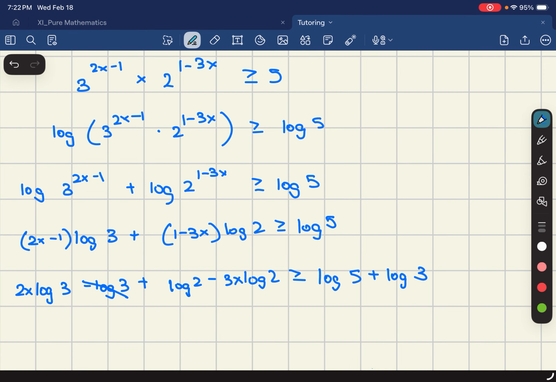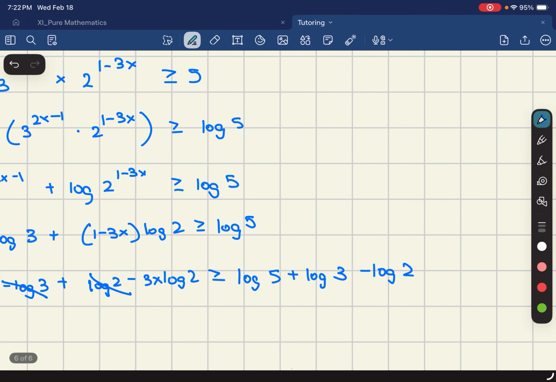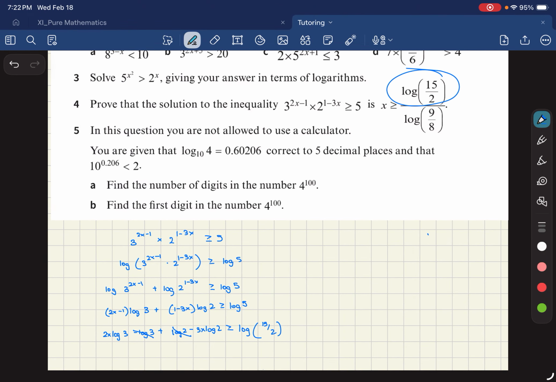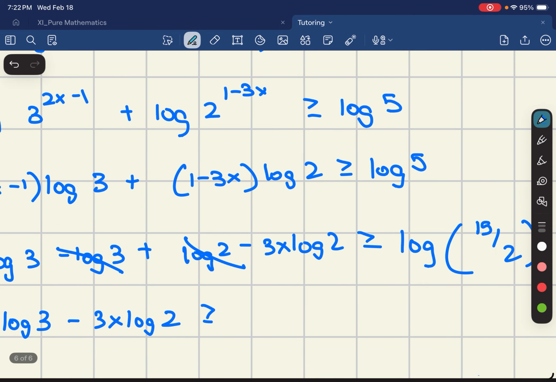And now we can also subtract log 2 from both sides. And this is simplifiable. Log 5 plus log 3 is log 15 by 2. So this side simplifies to log 15 by 2. And this is what we have here. So we're getting closer to the answer. So we have 2x log 3 minus 3x log 2 greater than or equal to log 15 over 2.